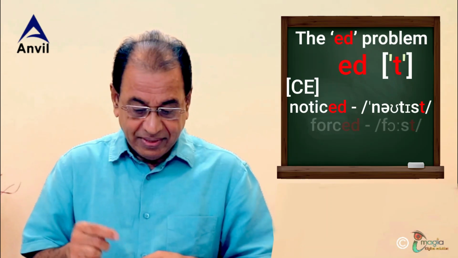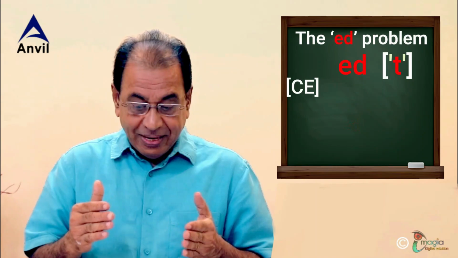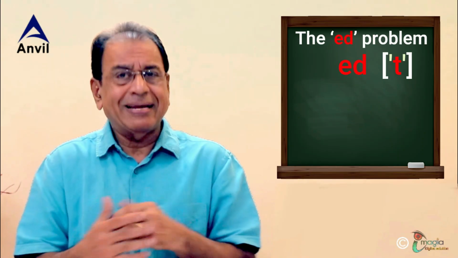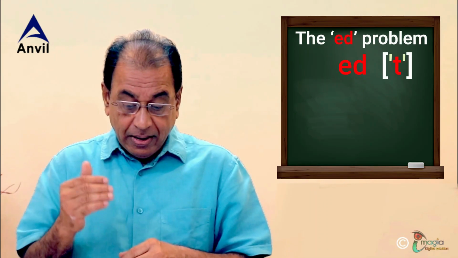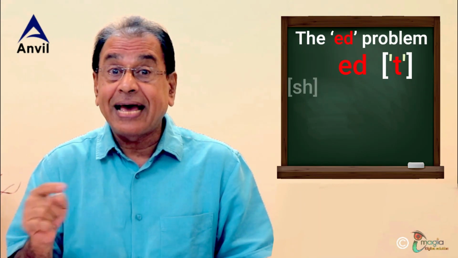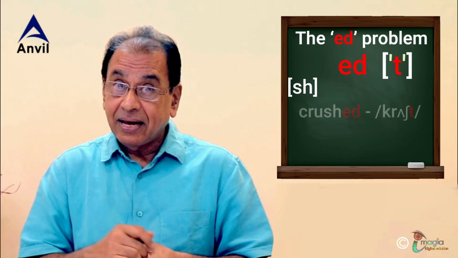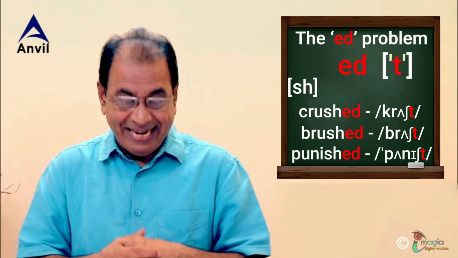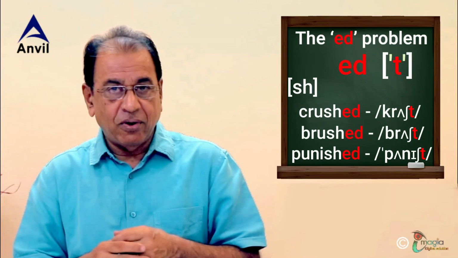Noticed, forced, announced. So this is an easy way of identifying where to use T. You don't get confused. Words that end in K and CE. And the third one, there's another set, words that end in SH, like crush, brush, punish: crushed, punished, brushed, T. We don't say crushed, punished, etc. That should be avoided.